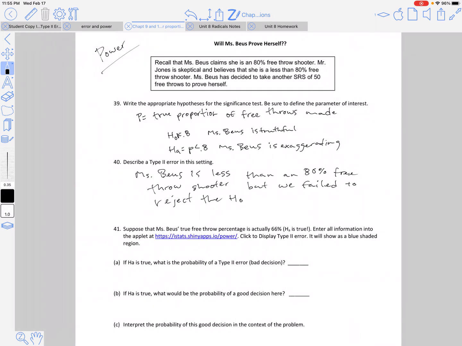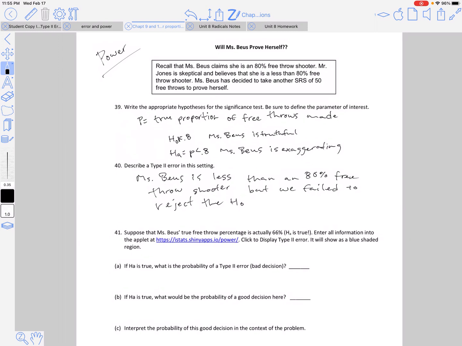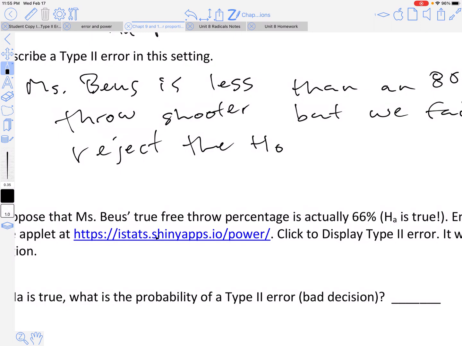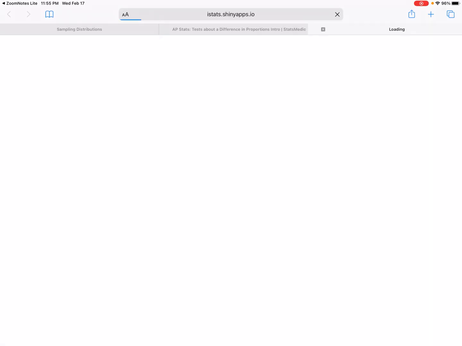So suppose Miss Buse's free throw percentage is actually 66%. The alternative was true this whole time. We're going to enter all the information into an applet, and then look at our type 2 error and see that. It's supposed to go to this link, but obviously it's not, so we'll get that up in a second. Oh, there it goes. Sweet.